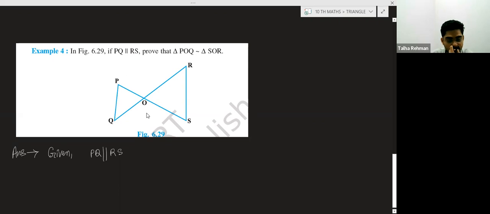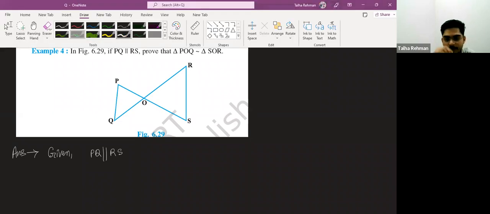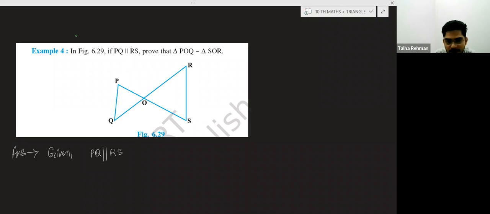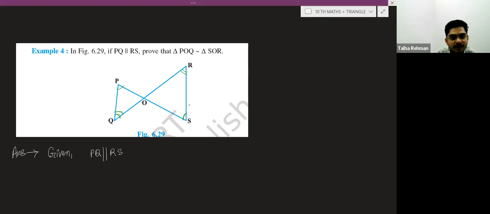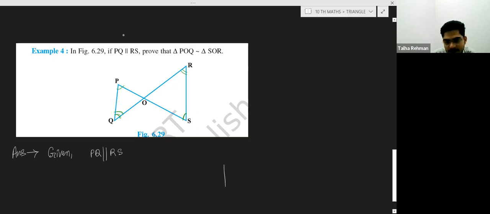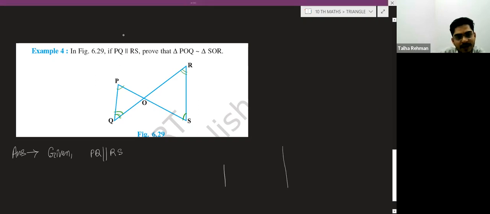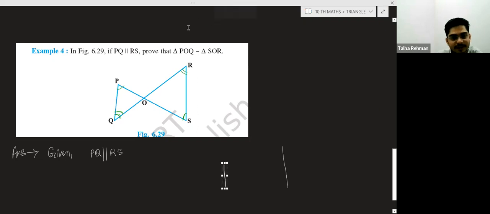See, this PQ is parallel to RS. So now see. Remember this point. If this PQ is parallel to this RS, then this angle will be equal to this angle, and this angle will be equal to this angle. These are the alternate angles. As I am drawing a line like this, suppose this is a line, this is another line. And if two lines are like this, these are two parallel lines. This is the first parallel line. This is another parallel line.